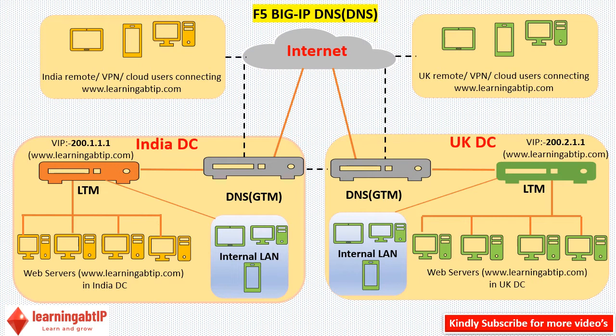If by any chance or for any reason India DC goes down or the India server is overoccupied, Indian users would be redirected to the UK DC. DNS ensures the best performance based on application, geolocation, business and network conditions. It is protecting your DNS infrastructure from DDoS attack, DNS hijacking, cache poisoning.